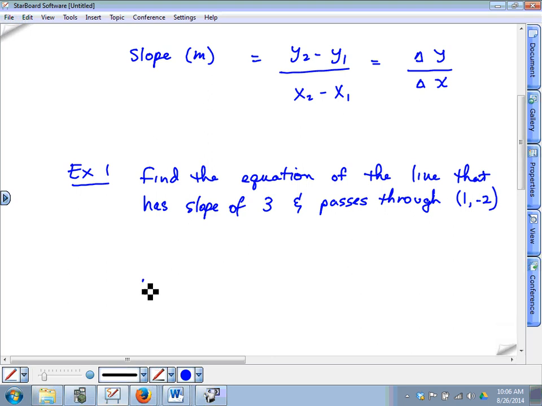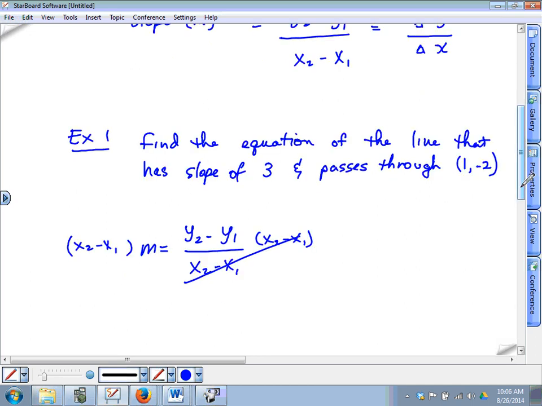Here's what the book would suggest. You recognize this formula, yes? Yes. That's the slope formula. Now, what if we multiplied both sides by x2 minus x1? What's that going to do? Cancels that, right? And then we end up with the equation y2 minus y1 equals m times x2 minus x1. Do you recognize this at all? Does anybody recognize this?